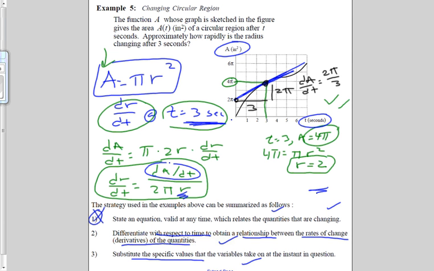So now I can fill in what I know. dA dt, 2 pi over 3, and I got that graphically, over 2 pi r, and the r I also got graphically. Things are going to cancel off. 2, 2, pi, pi, and what I'm left with is 1 over 6 if I deal with that fraction appropriately. And that is about it. That's the last problem that we're going to do for related rates.